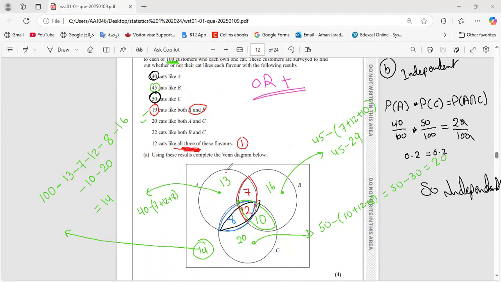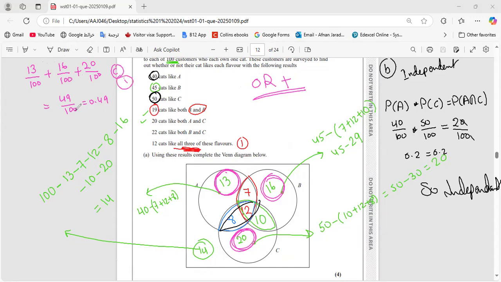Look at or. So 13 cats like only A, and 16 cats like only B, and 20 cats like only C. So 13 over 100 plus 16 over 100 plus 20 over 100. The answer is 49 over 100, so the probability is 0.49.